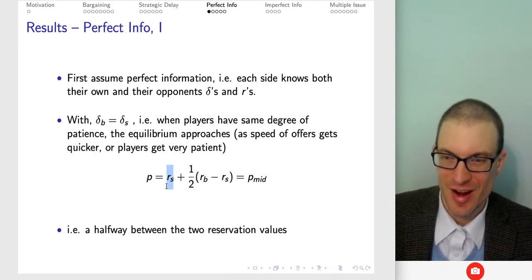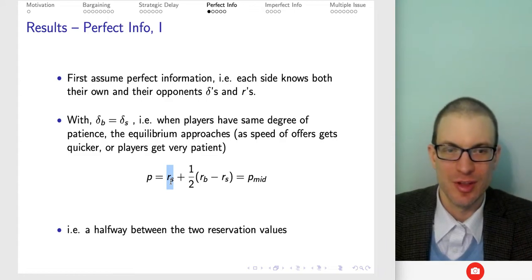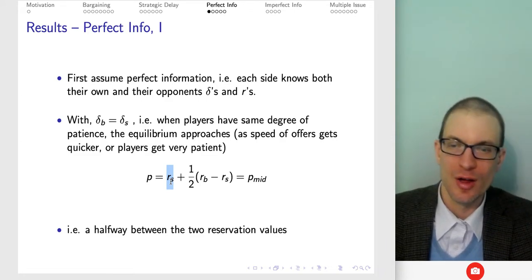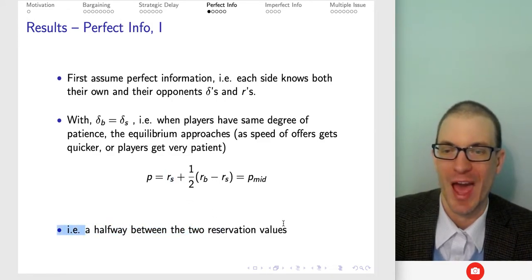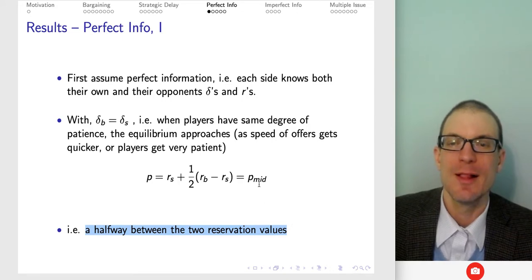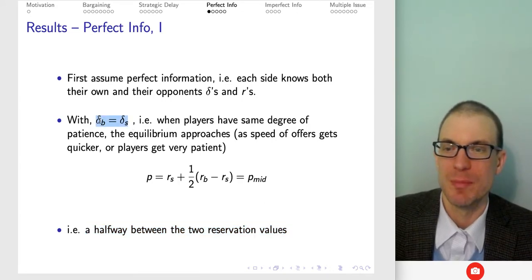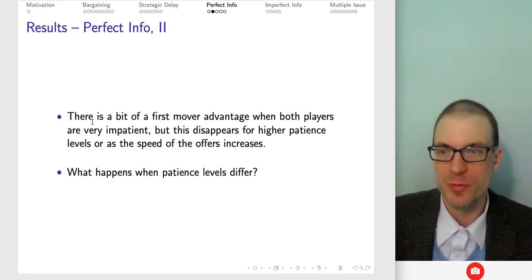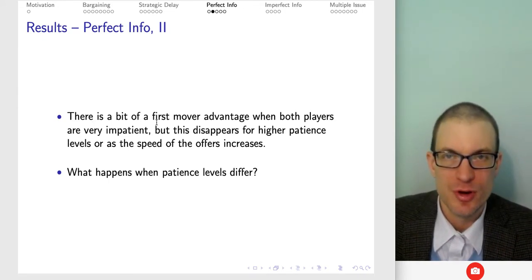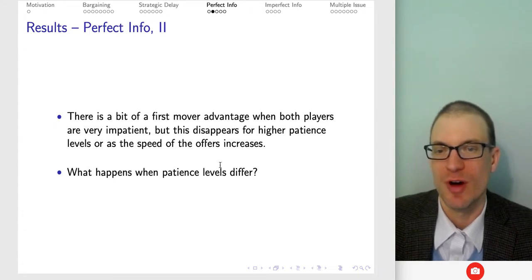Add that to RS, RS is going to be the lower bound, that gets us to the middle. Equivalently, I could have written this as RB minus this stuff. All right, fine. The point is we're trying to find a point halfway between the reservation values, and that's what we're expecting if we're equally patient. Now, there's a bit of a first mover advantage when both players are impatient. It disappears for higher patience levels or as the speed of offers increases.